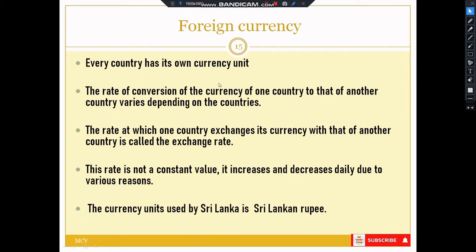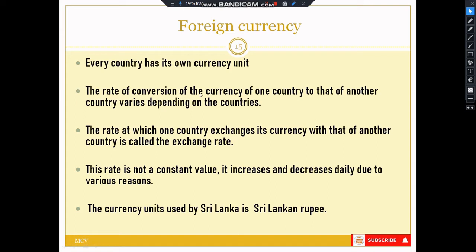Foreign currency. Every country has its own currency unit. Do you know the currency unit of Sri Lanka? Sri Lankan rupees. So what are the currency units of other countries? Have you heard of dollar, yen? Different countries have different currency units.